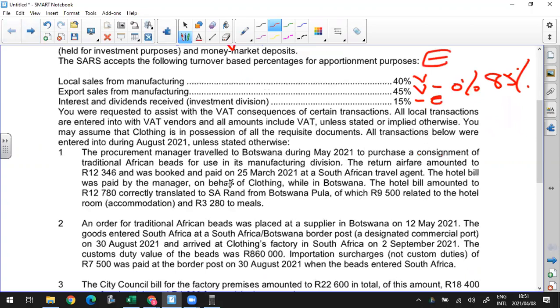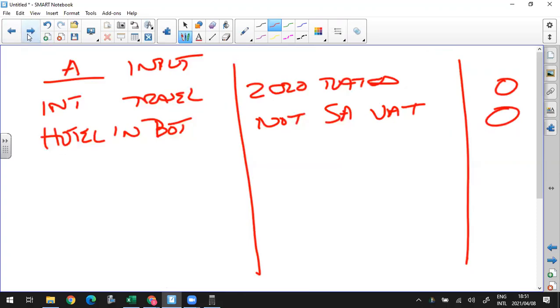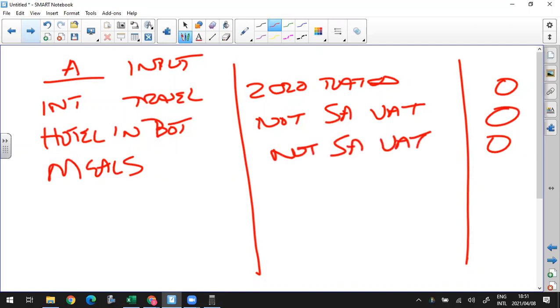And that's there. And then it's got meals as well. So what are you going to do? Meals, 0, not SA VAT. And I'd label it as number 1.